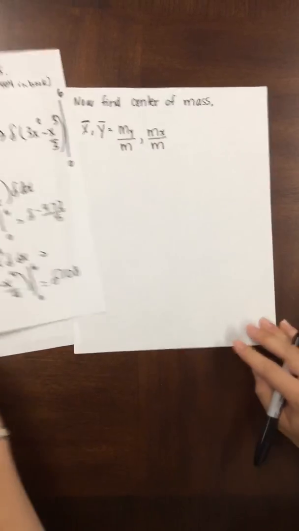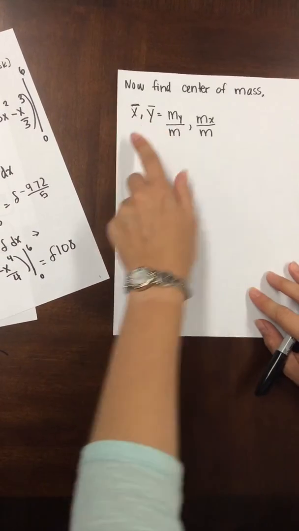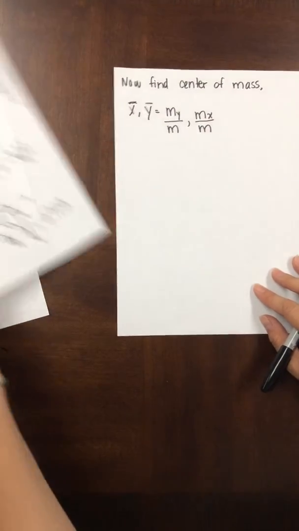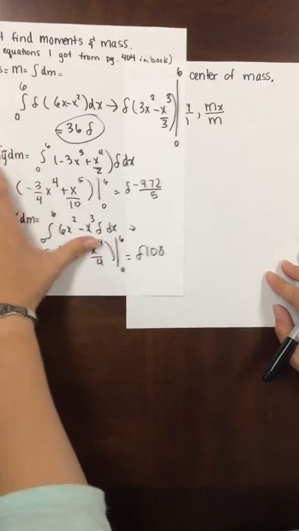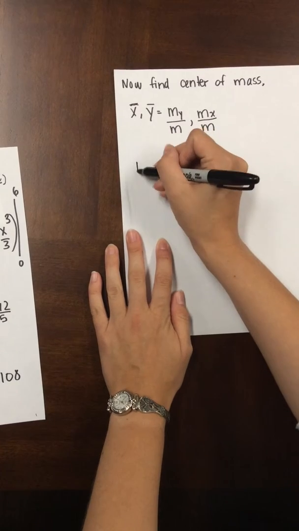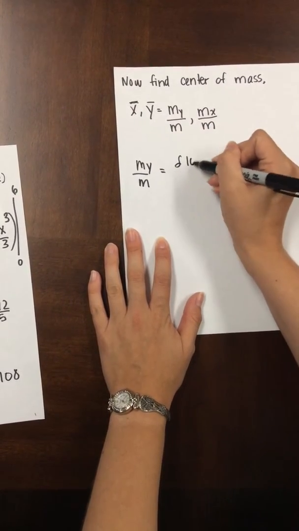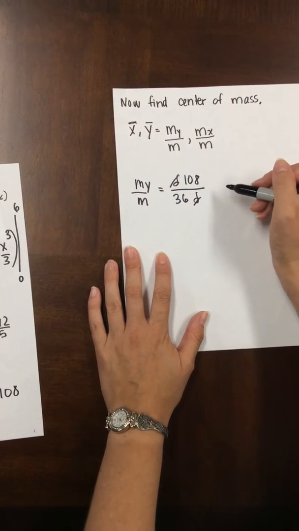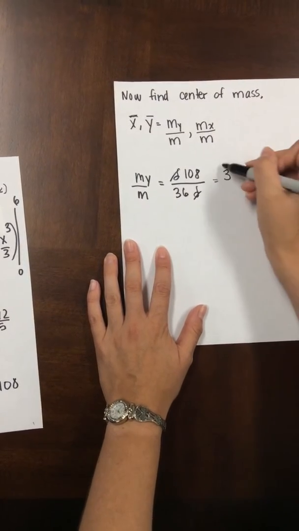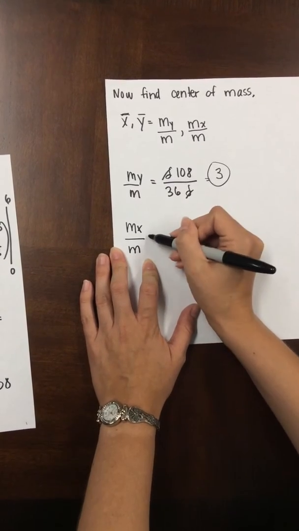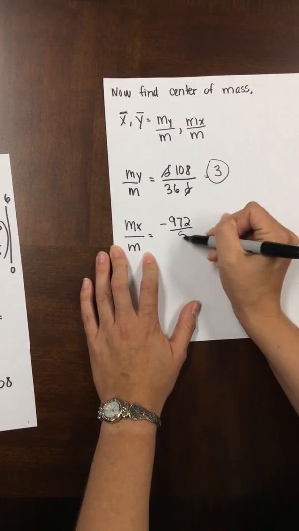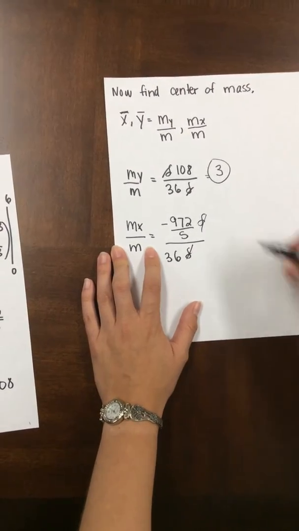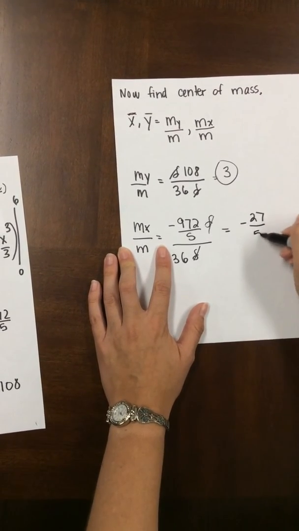Now, we're almost done. Last part, probably the easiest part, now that we found all the sections. To find the center of mass of x and y, it is simply my over m, so over the mass. So the moment of y over mass, then the moment of x over mass. And we solve for all of these on this page right here. So my over m is equal to delta 108 all over our mass, which was 36 delta. Deltas cancel, and when we reduce that down, we get 3. And then mx over m is equal to negative 972 fifths delta all over 36 delta. Again, deltas cancel, and when I solve that and reduce it down, I get negative 27 fifths.